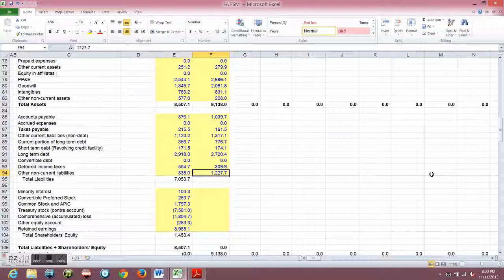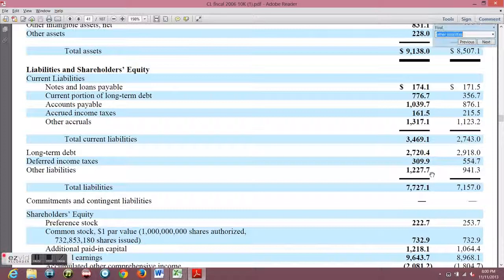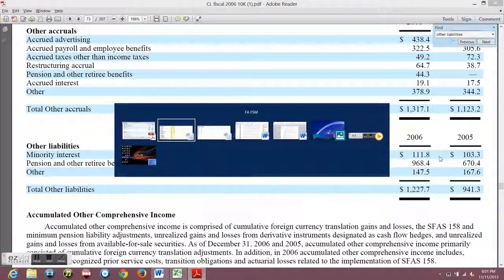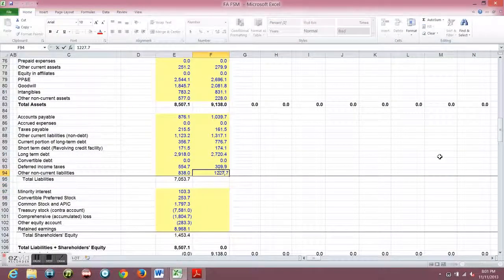Well, what I typically do is press Control, find, search for other liabilities, and it's going to tell me what exactly is calculated into that account. And we find out it is pension and retiree benefits, minority interest, and other. So minority interest is going to be 111.8. I have to put an equal sign, we have to subtract this out, minus 111.8. And since we're subtracting that out over here, we're going to pull it out and put it over here, 111.8. Cool. So in our convertible preferred stock, now we moved into our shareholders' equity.